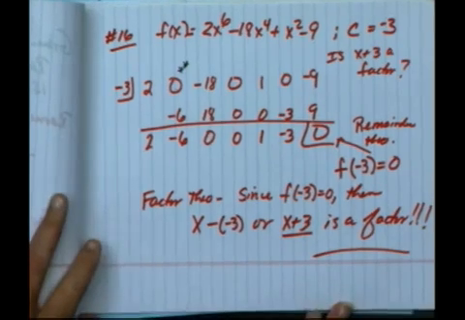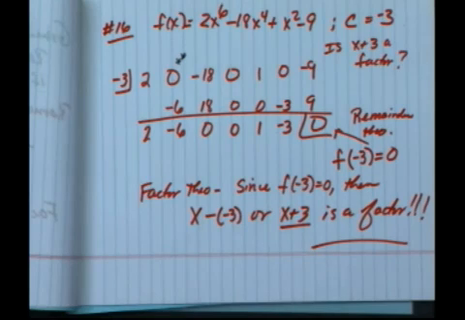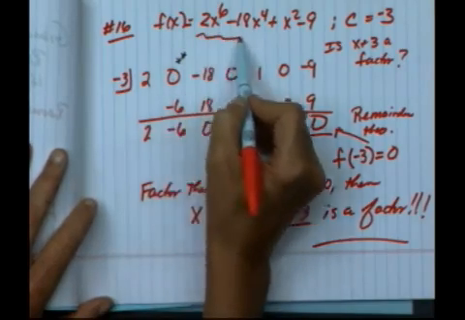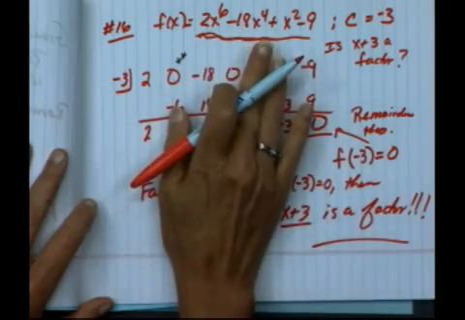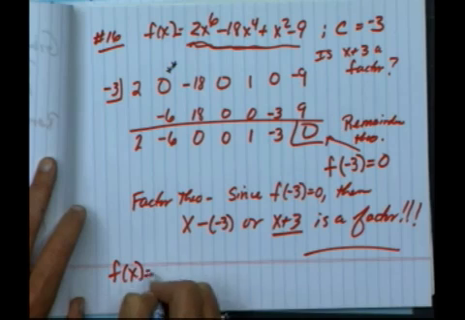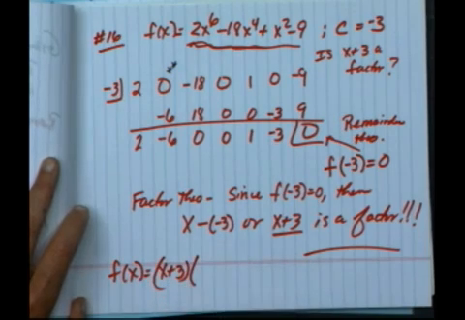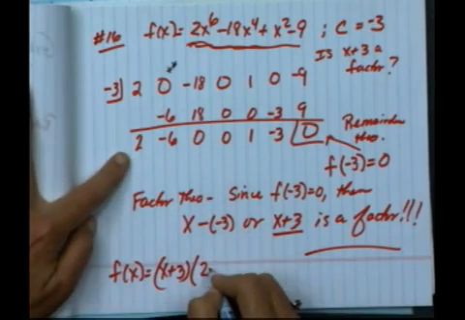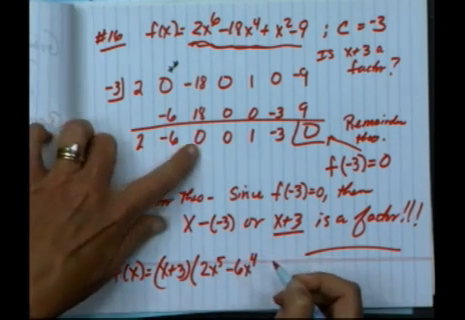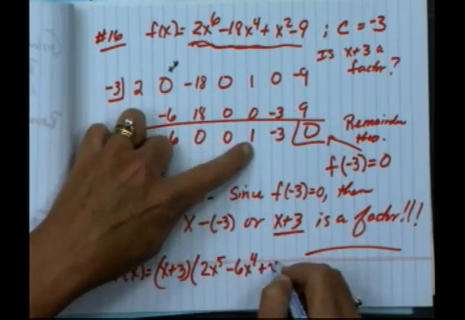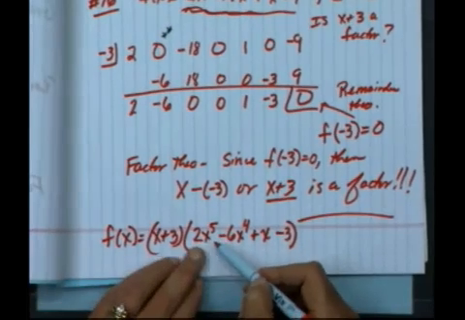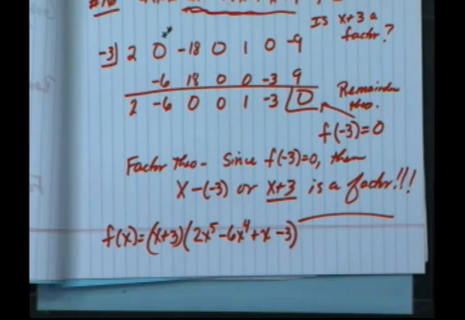Now I want to go a step further. I don't know how many minutes I have left. Okay, we have 3 minutes left. I'm going to go one step further, and we'll pick up on this next time. If I needed to factor this function, I am now down to this much: f of x equals x plus 3 times 2x to the 5th minus 6x to the 4th, and so on, plus x minus 3. What we're going to learn to do is keep breaking this down further and further to its factorization.